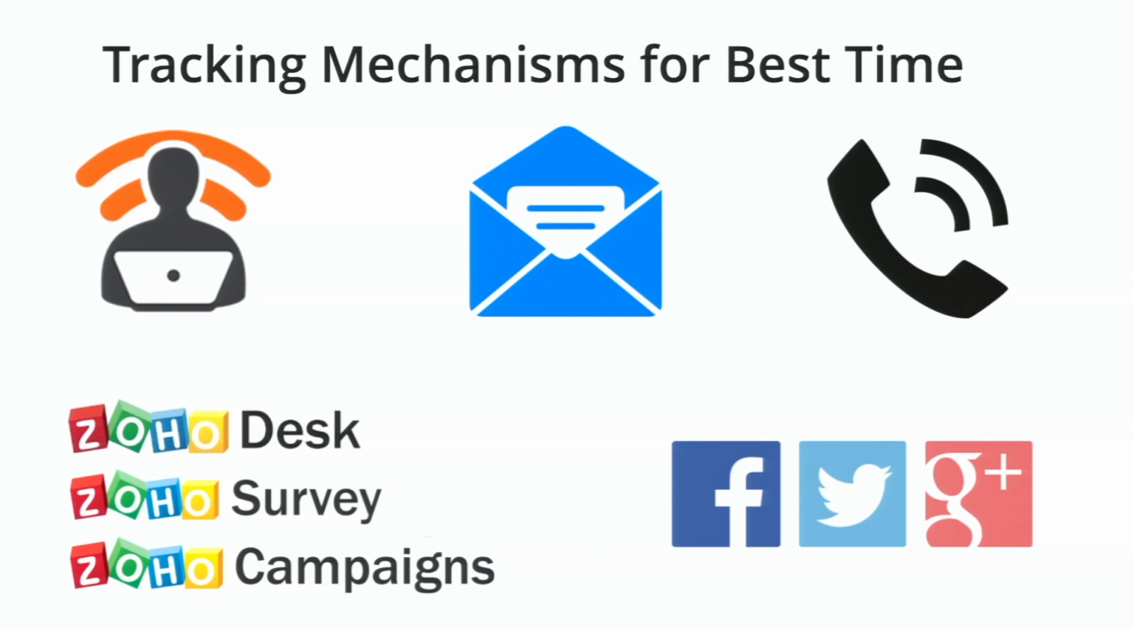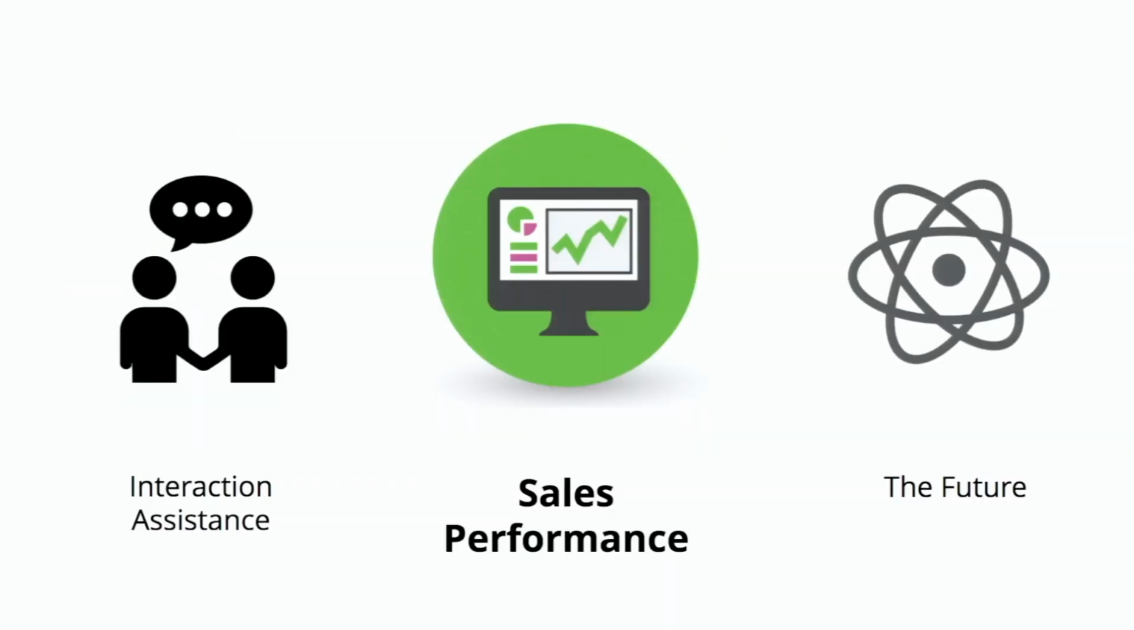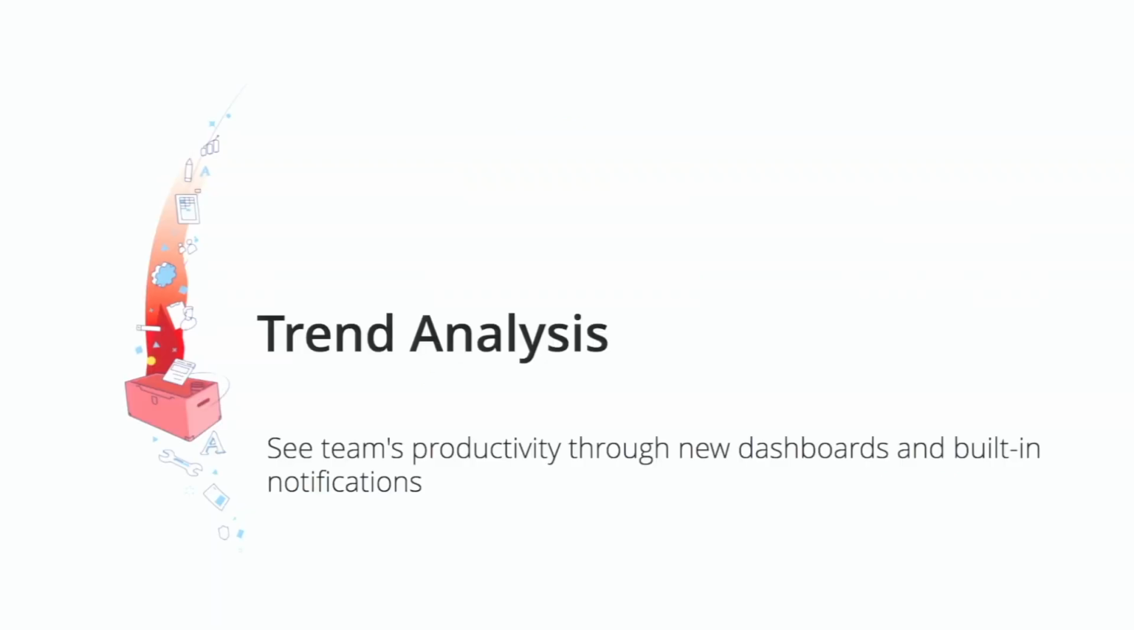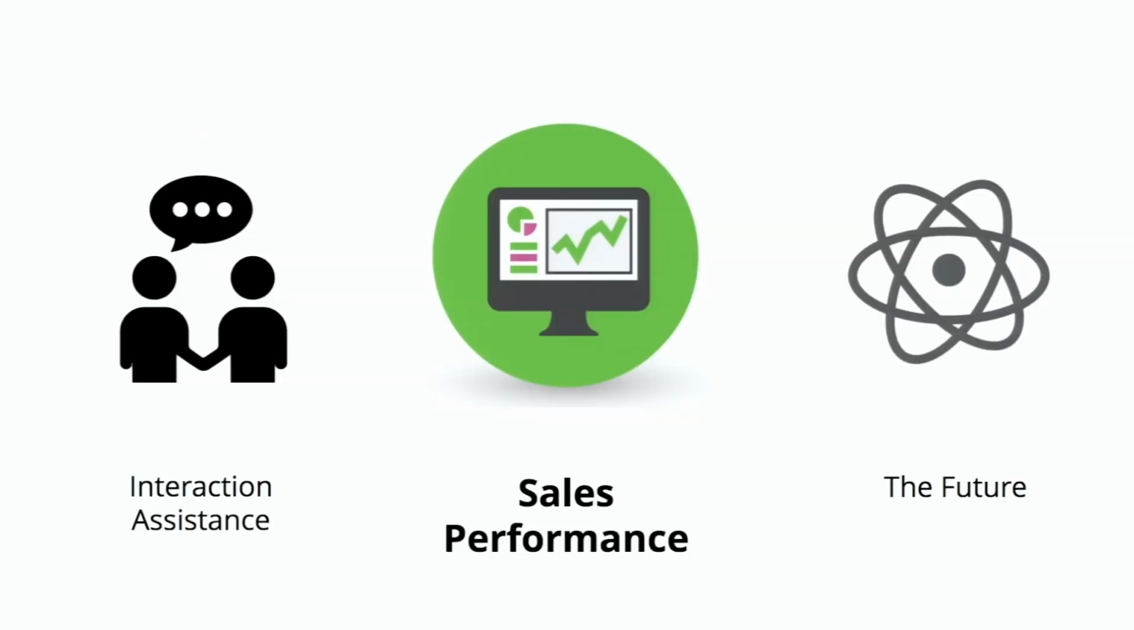All right, so that's a little bit about the interaction assistance. Now, the next portion of what Zia can do and the enhancements that we made on this artificial intelligence is sales performance. And that goes a little bit into the trend analysis side of things. So you might have seen these dashboards already, and I'll do a quick demonstration of what exactly those capabilities are and how it gives you those notifications.